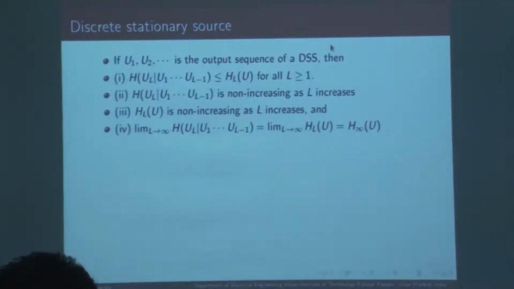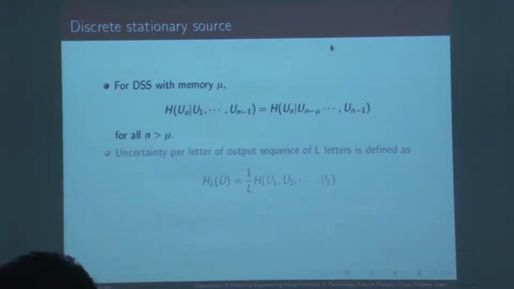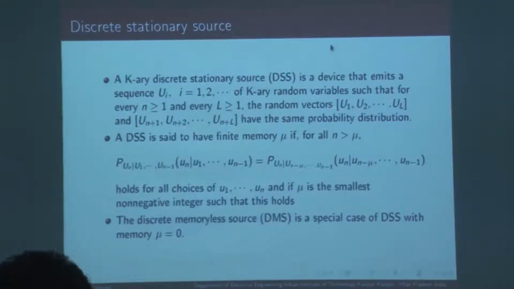If you go back, we are using the fact that it is a stationary source. So, the distribution of U1, U2, UL is the same as the distribution of U2, U3, UL plus 1, or the distribution of UN plus 1, UN plus 2, UN plus L. You have to remember this fact, because in addition to the fact that conditioning cannot increase entropy, we are saying that the distribution is stationary. So, no matter what your n is, they have the same distribution.